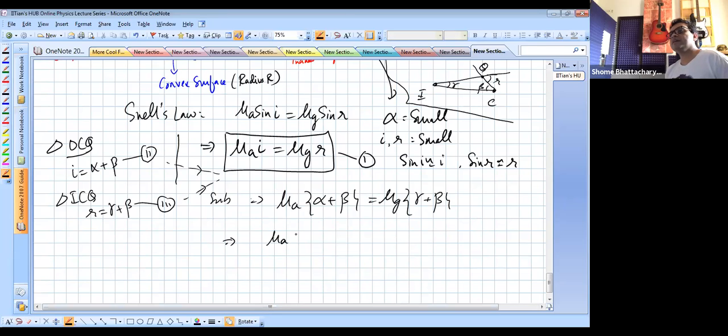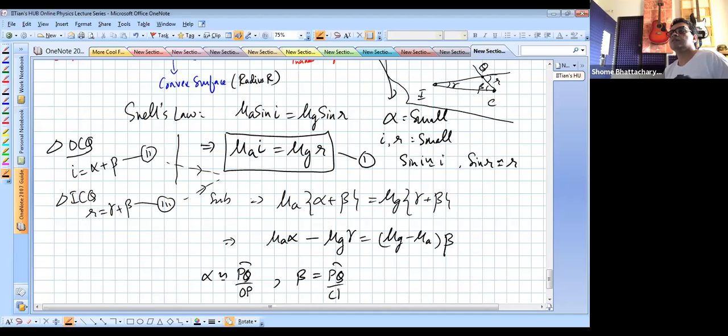So refractive index of air into alpha minus refractive index of glass into gamma is equal to refractive index of glass minus refractive index of air into beta. This is what we do. Now replace alpha with approximately arc length PQ divided by object distance. Replace beta with exactly arc length PQ divided by CP, the radius of curvature, and gamma again approximately arc length PQ divided by image distance IP. This is all coming from small angle approximation.